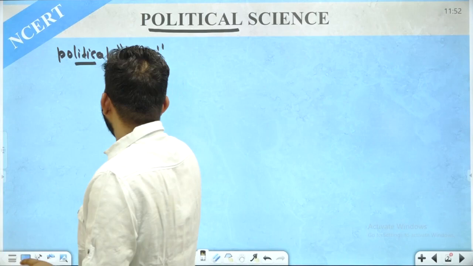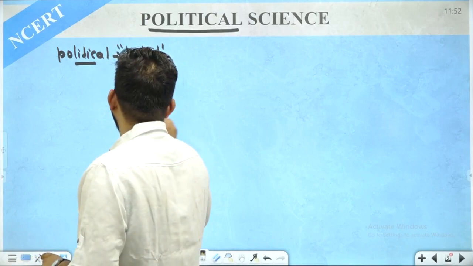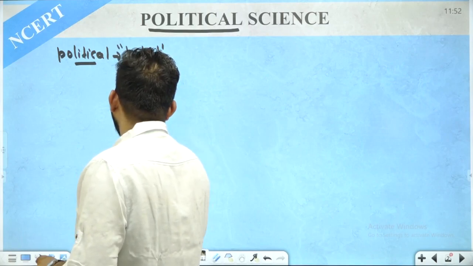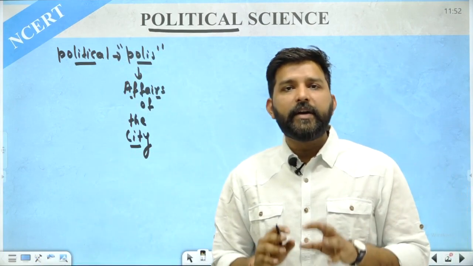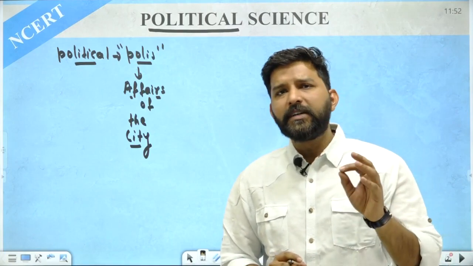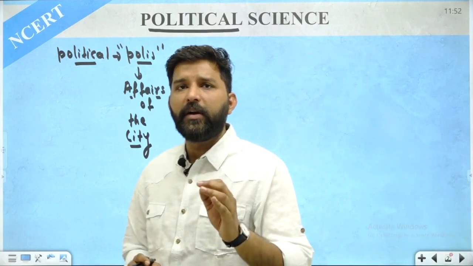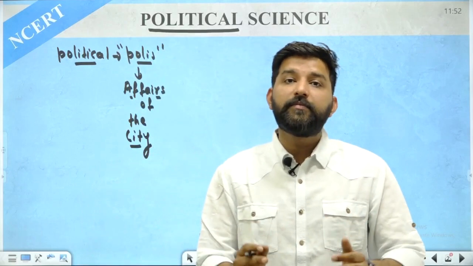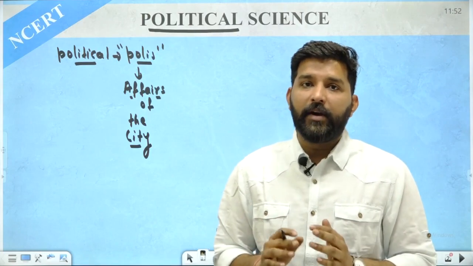What kind of affairs? Therefore, first of all, we write what we mean by the polis or political affairs of the city. Affairs of the city. Now, what kind of affairs do we study in political science, and why do we study these affairs? The first logic behind studying these affairs is to manage the society properly, to solve the problems which are prevalent in the society. That is why we study a lot of affairs in political science.